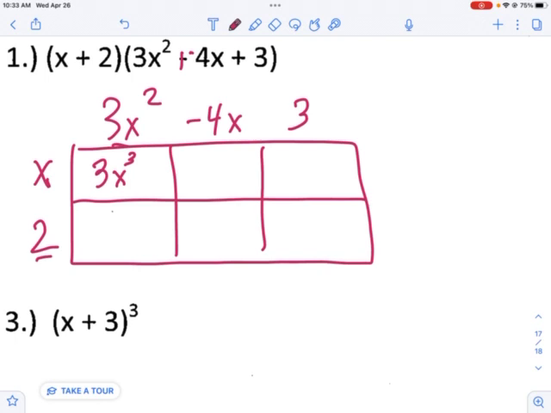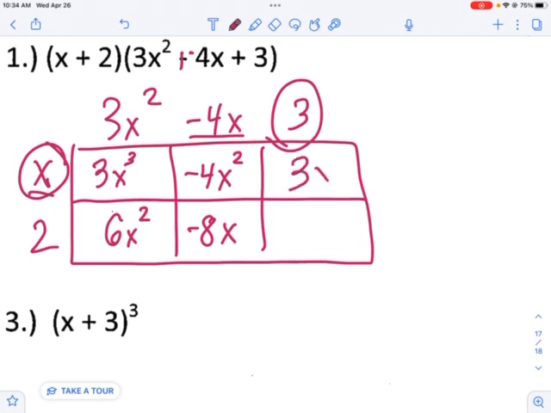2 times 3x squared is 6x squared. X times negative 4x is negative 4x squared. 2 times negative 4x is negative 8x. X times 3 is 3x. And 2 times 3 is 6.